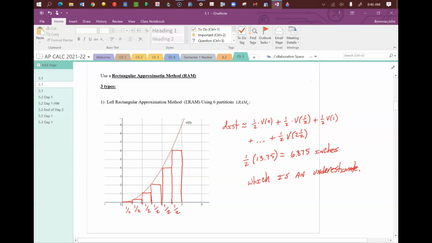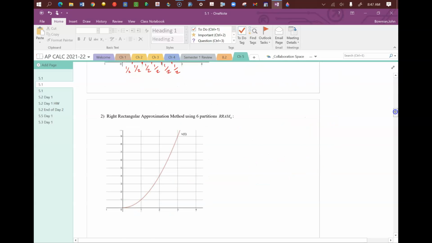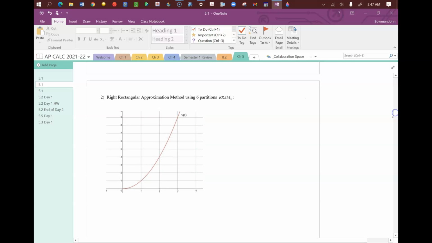One of the things I'd like you to think about as you're looking at these is, under what circumstances are these 3 methods that we're going to learn about, LRAM, MRAM, and RRAM, either overestimates or underestimates? So the next method we're going to take a look at is the same idea, except we're going to establish the heights of the rectangles based on the upper right-hand corner of the rectangle, and that is called RRAM.